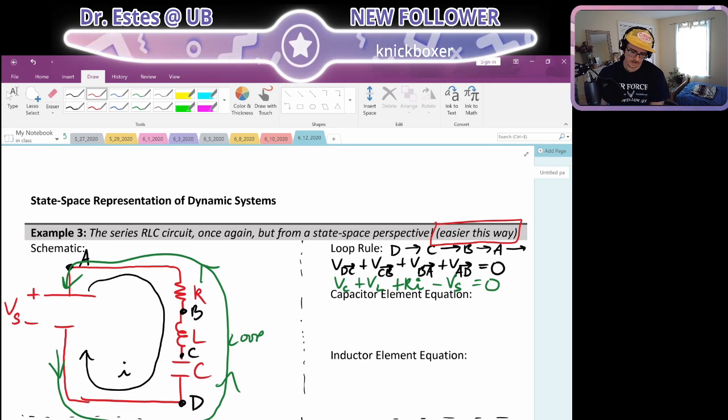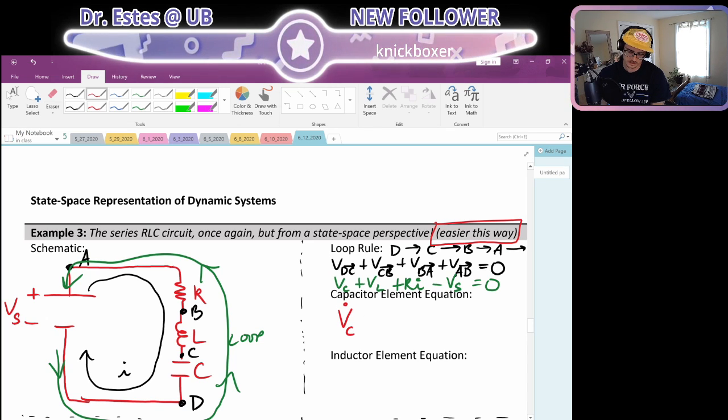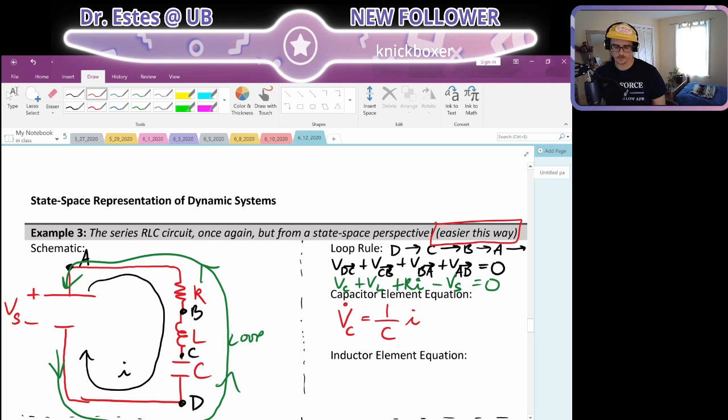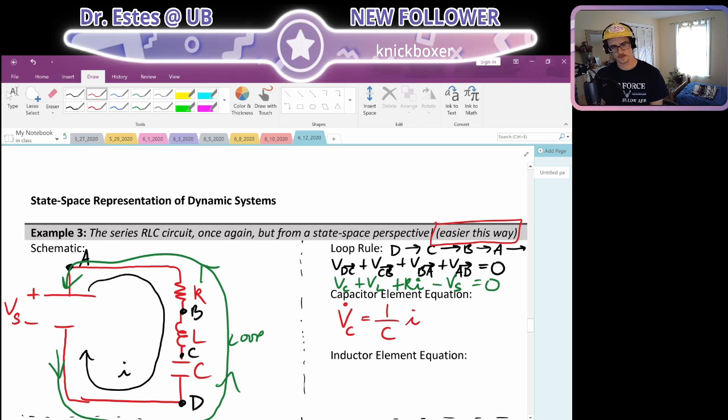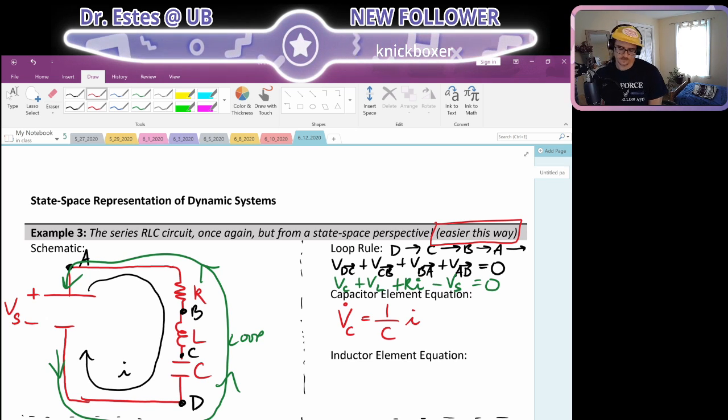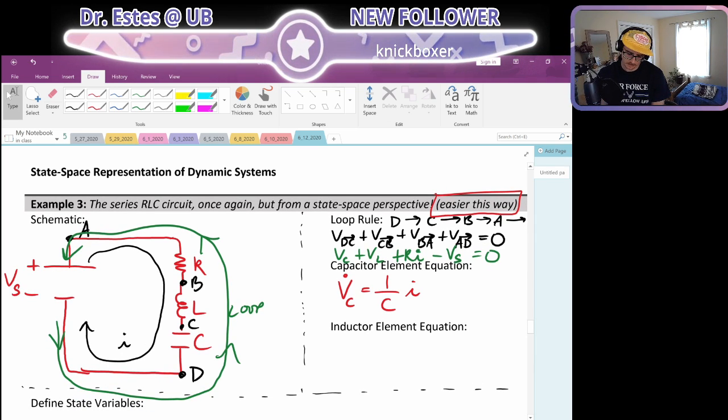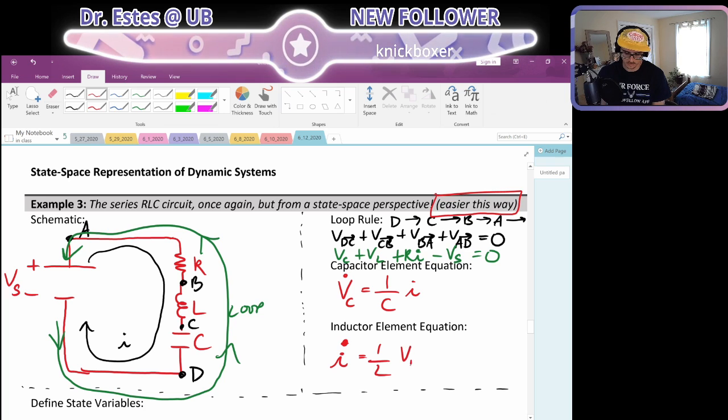So, okay, the capacitor element equation. This is just saying VC dot is 1 over C times the current. That's what we call our capacitor element equation. It never changes. Same thing with this inductor element equation. I dot is 1 over L VL.